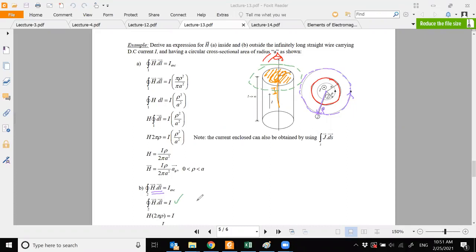I think it's time, guys. Maybe we will take this in our next class, and then we will go to the solenoid and the toroid. Before stopping, anything else you want to ask?